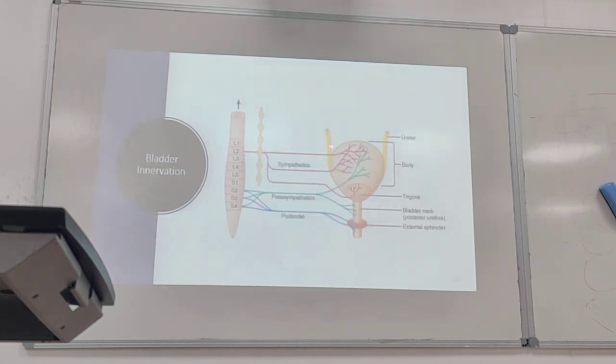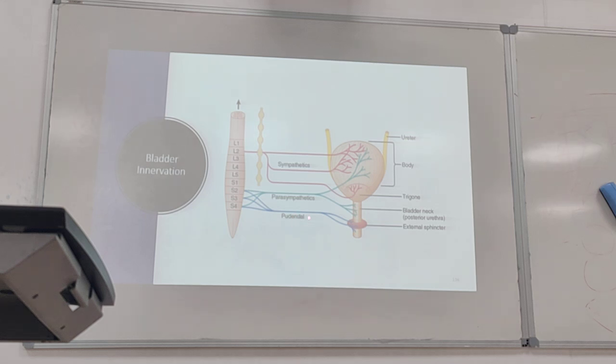The sympathetic is supplying the bladder body and the internal urethral sphincter. But it is not supplying the external sphincter. Parasympathetic comes from S2, S3, S4. Remember, it is craniosacral. So S2, S3, S4, the green one, is supplying the bladder body and the area around the internal sphincter. But it is not supplying the external sphincter.